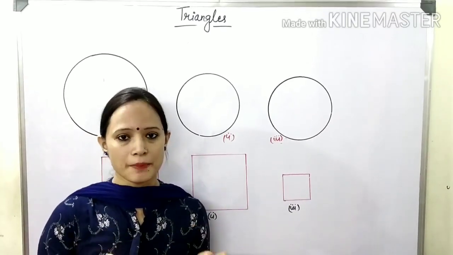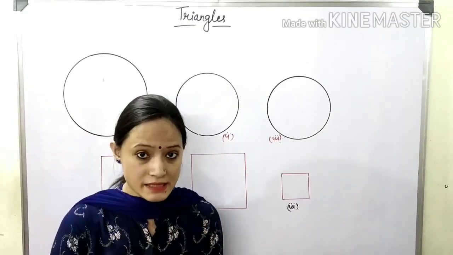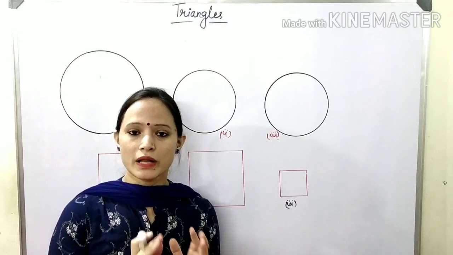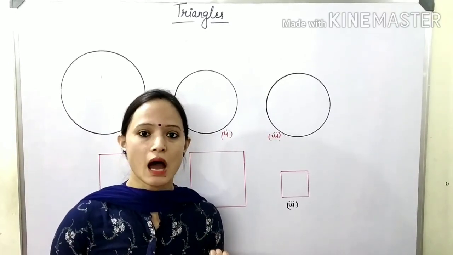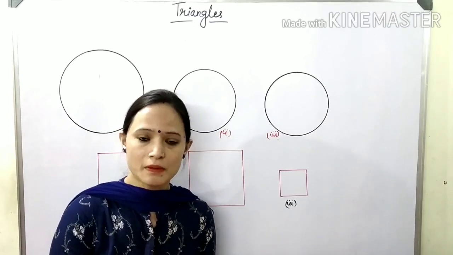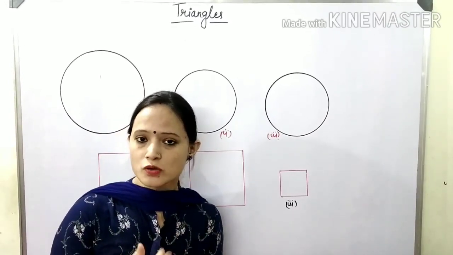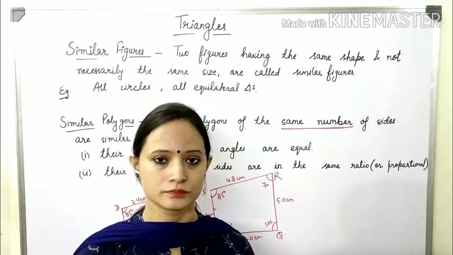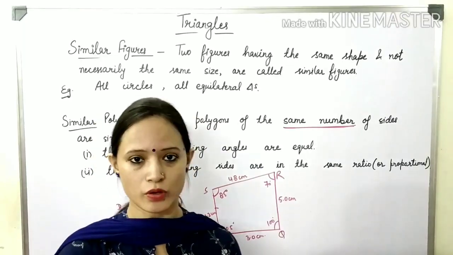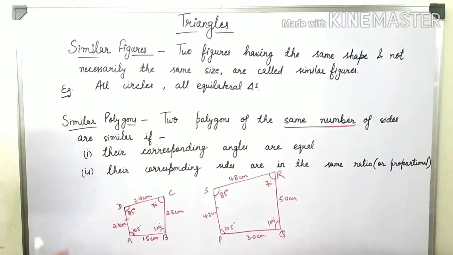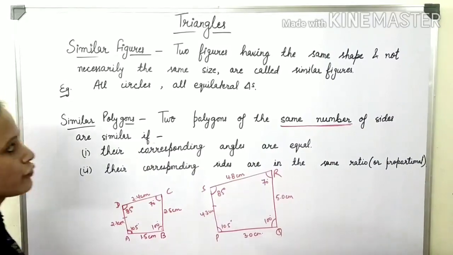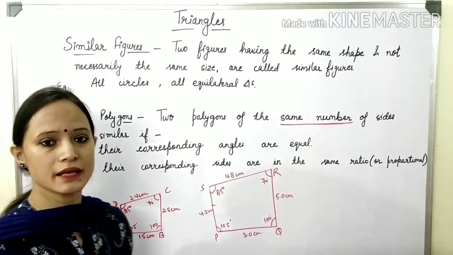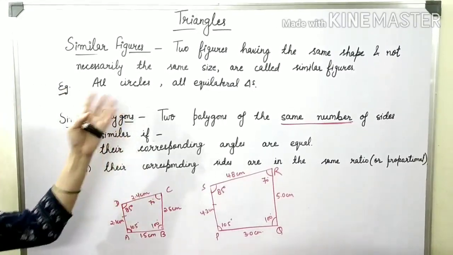In general, if we compare 2 polygons having the same number of sides, they are similar. If we talk about equilateral triangles, all equilateral triangles are similar because they have the same shape, though size may differ. If we talk about squares, all squares are similar, and all the rectangles can be called similar rectangles. So let us see what you have to write. You will write the first definition of similar figures: 2 figures having the same shape and not necessarily the same size are called similar figures. The examples you can give yourself also. Here I have given some.